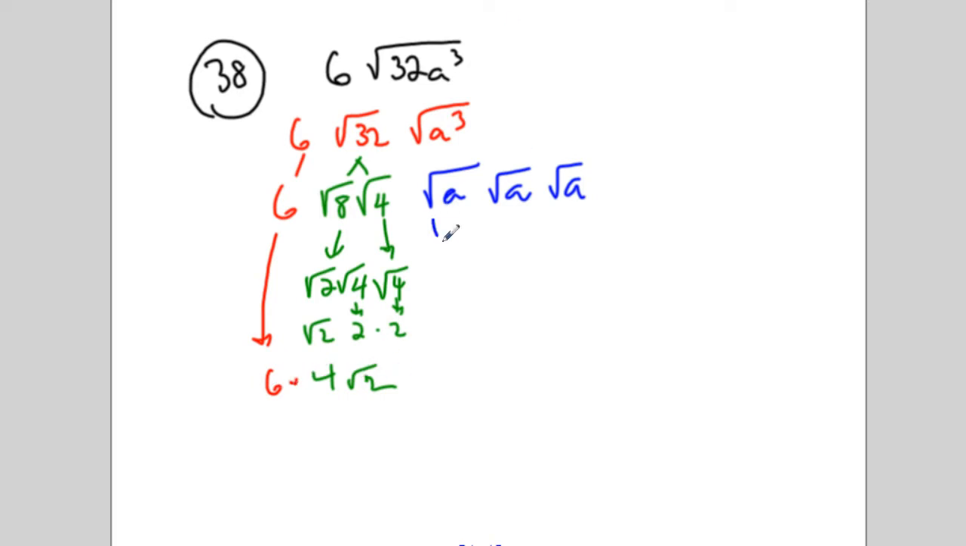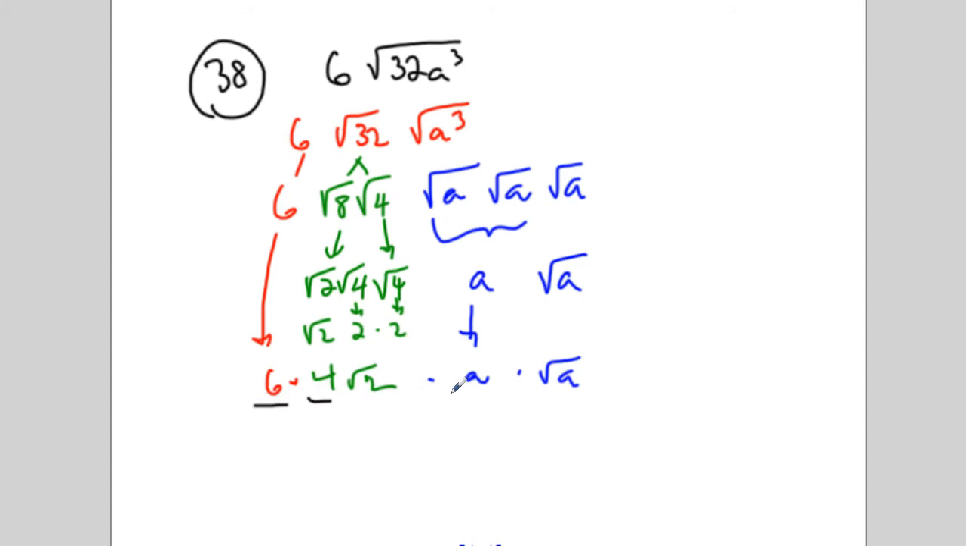For every 2 of the same thing under a square root, I get a regular one without a square root. This one doesn't have another one to match up. So I'm just going to bring this down. Got times an a and times the square root of a. I'm showing you every little single step. You guys might be able to skip a couple steps once you get pretty good at this.